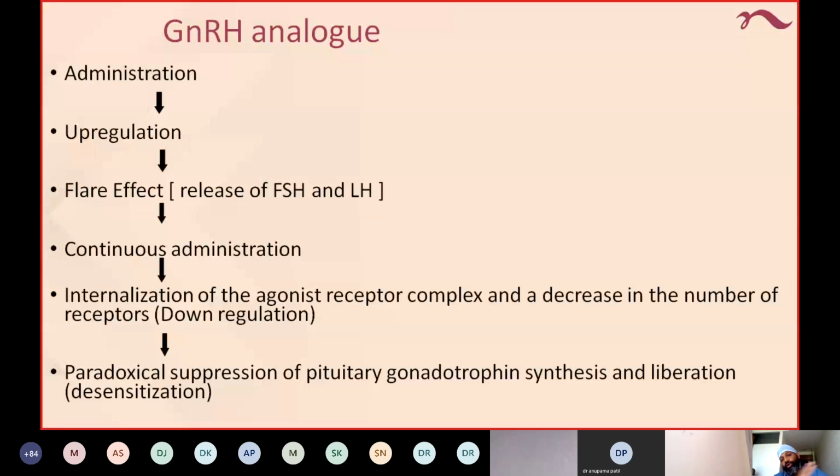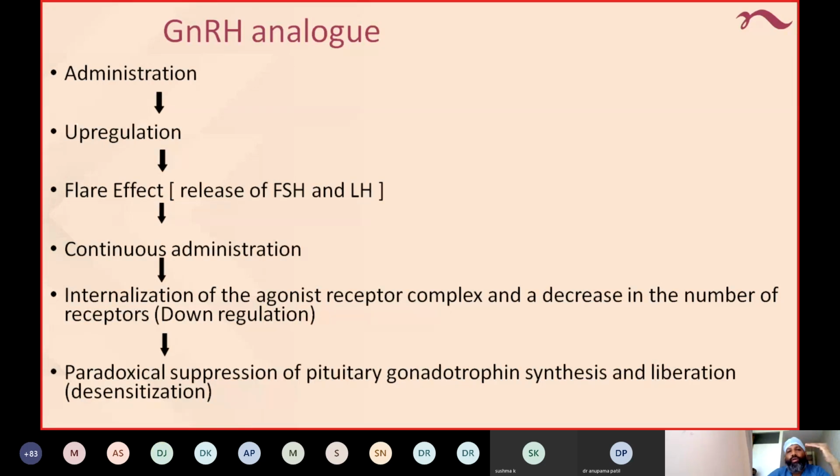from day 21 of the previous cycle to down regulate, so that internalization of the agonist receptor happens and then there is a decrease in the number of receptors. That's why it's called down regulation. Internalization of the agonist receptor will decrease the number of receptors. The paradoxical suppression of pituitary gonadotropin synthesis and liberation, that is desensitization, happens. This is what happens with the GnRH analogs.